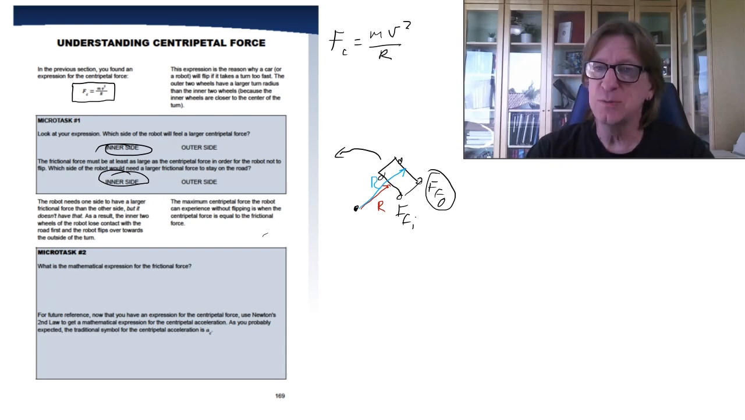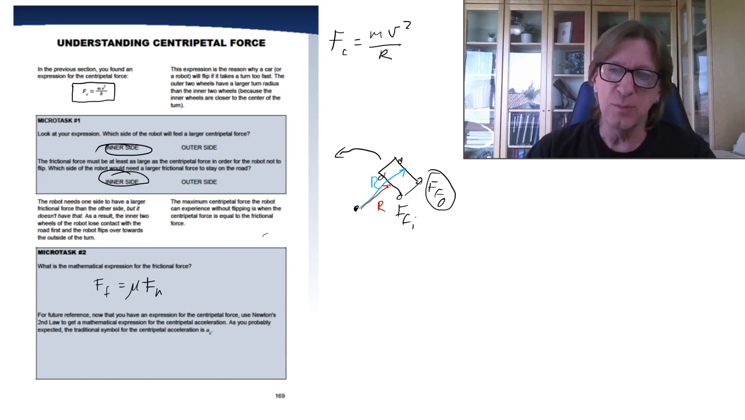Pause the video if you need to, but make sure that you've practiced being able to find that. All right, so we know that the frictional force is equal to a coefficient of friction times the normal force. And remember that these are scalar magnitudes because my normal force is not going to be in the same direction as my frictional force, so I cannot make them both vectors.